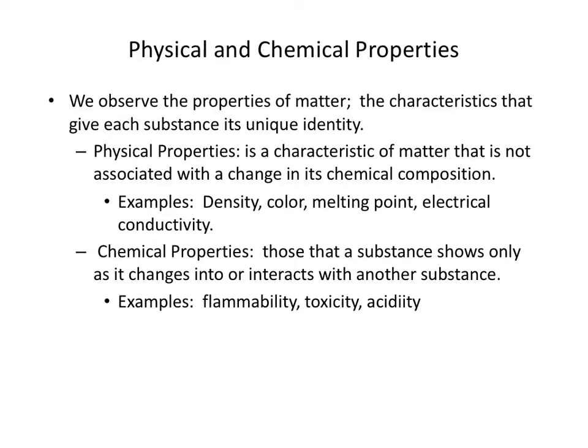A physical property is a characteristic of matter that is not associated with a change in its chemical composition. Some examples include density, color, melting point, and electrical conductivity. Chemical properties are those that are only observable when the substance changes into a different substance or interacts with another substance. So chemical properties are only observable when the substance changes its chemical composition. Some examples of these include flammability, toxicity, and acidity.